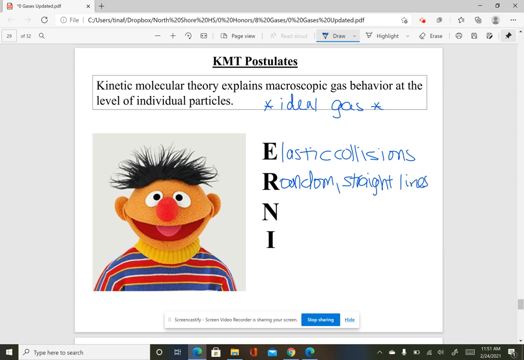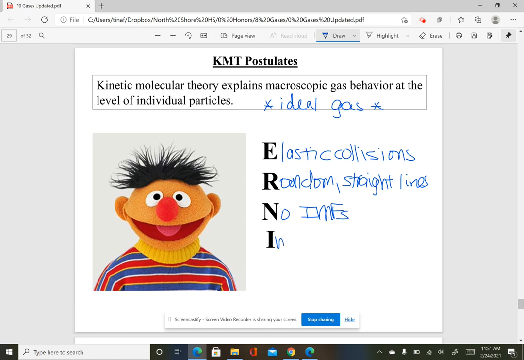N stands for no IMFs. Now, we know that that's not really true. All particles have intermolecular forces. In a gas, they just happen to be very, very weak. But this theory, again, explains ideal behavior. So no IMFs would make our gas very able to spread apart.